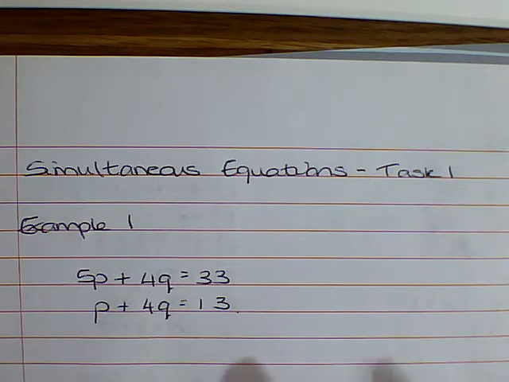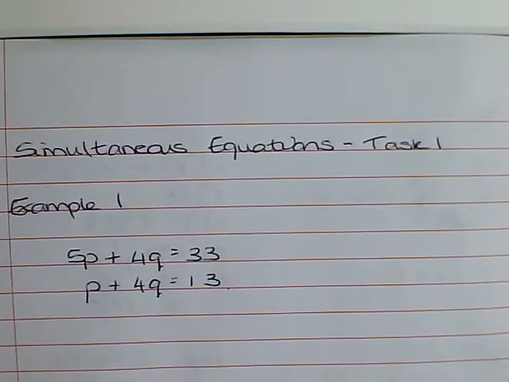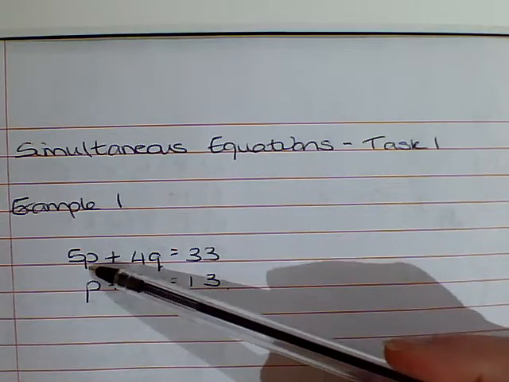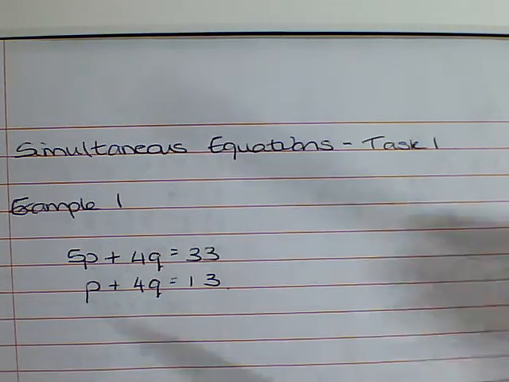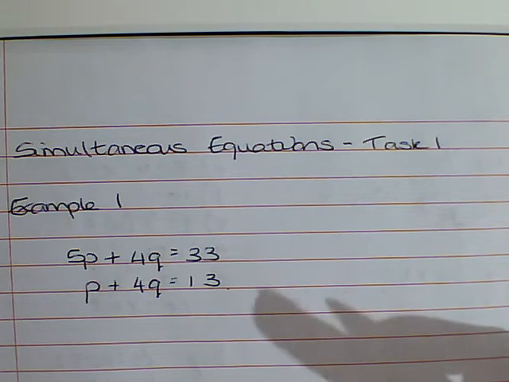Hello, so this video is based on simultaneous equations and it will relate to task 1 that I have set you on Dr. Frost Maths this week. Simultaneous equations are when you have two unknown things. So for example here P, we don't know what P is, and Q, we don't know what Q is. So you've got these two unknowns and we're going to use simultaneous equations to figure out what their value is. So we're going to solve what P and Q are here.